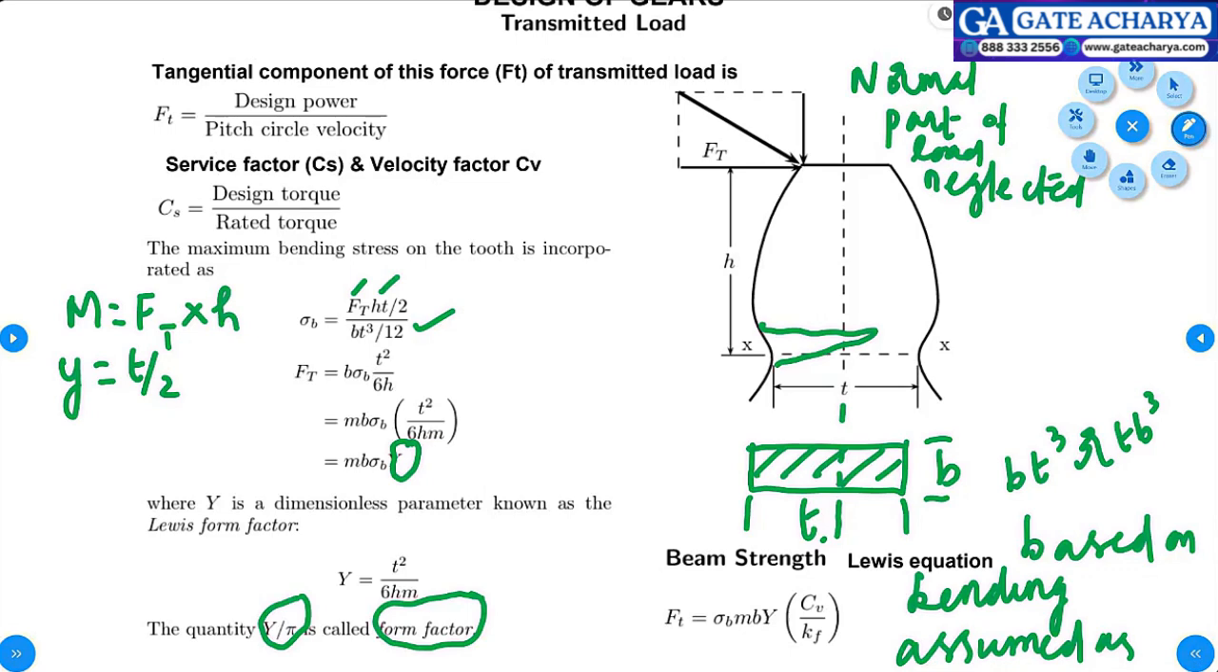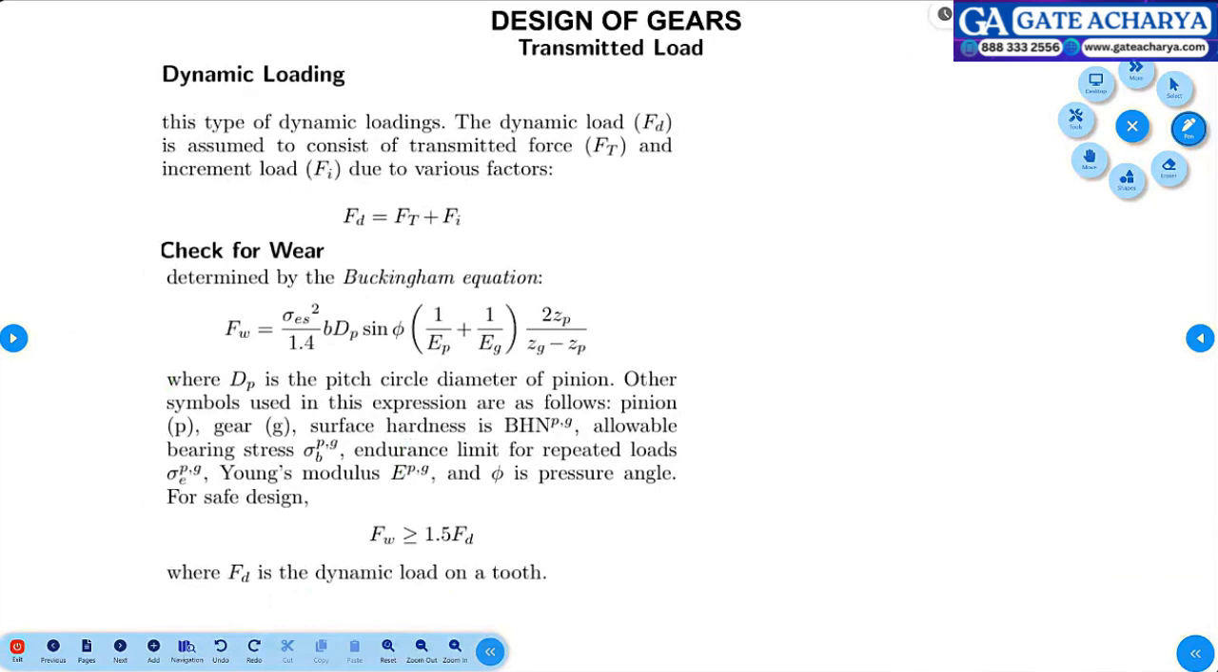Okay, we'll go to the next slide then. What about transmission of loads for design of gears? If dynamic load comes, how will you consider? Ft plus Fi. Ft is nothing but the force transmitted, and Fi is nothing but the incremental loads, the inertial loads. Both are added. Take the Fd value and substitute in the previous equation. That is for dynamic loading.